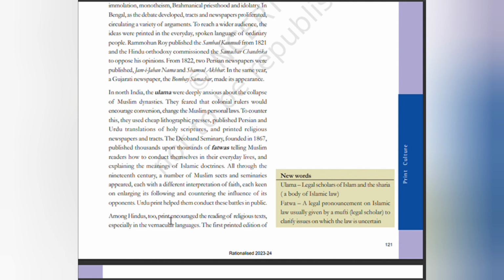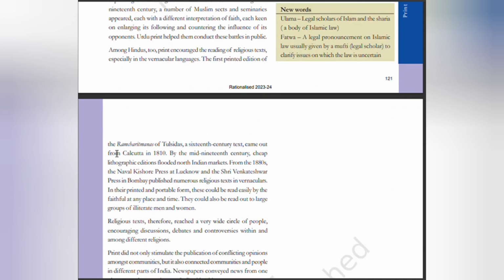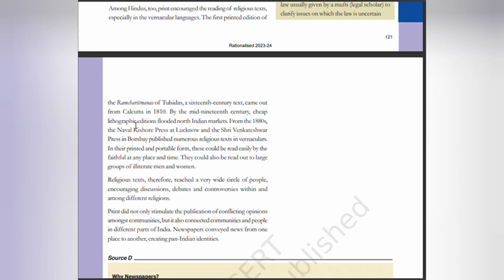Among Hindus, print encouraged the reading of religious texts, especially in the vernacular languages. The first printed edition of the Ramcharitmanas of Tulsidas, a 16th century text, came out from Calcutta in 1810. By the mid 19th century, cheap lithographic editions flooded North Indian markets. From the 1880s, the Naval Kishore Press at Lucknow and the Shri Venkateshwar Press in Bombay published numerous religious texts in vernaculars in the printed and portable form.